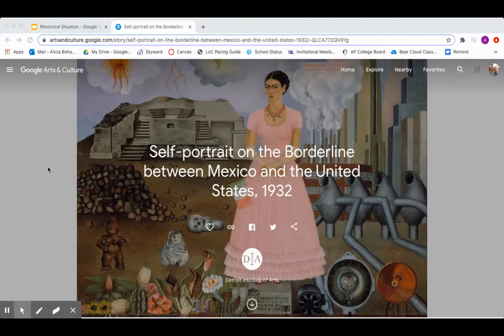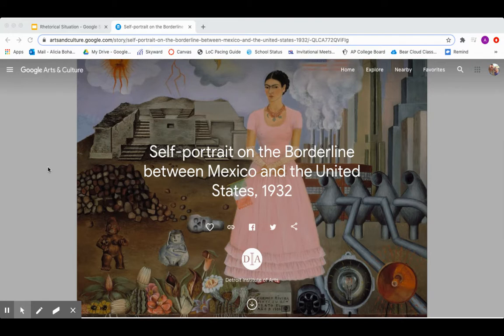Hey guys, so we are continuing on with our analysis of the rhetorical situation, but we're going to do something a little bit differently in this lesson. We're looking at a visual. What I have in front of you is a self-portrait by Frida Kahlo, titled Self-Portrait on the Borderline Between Mexico and the United States. It was painted in 1932. Frida Kahlo was born in 1907, and she died in 1954.